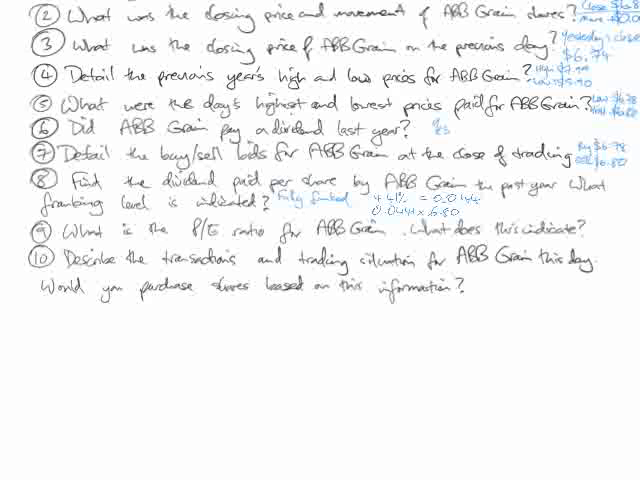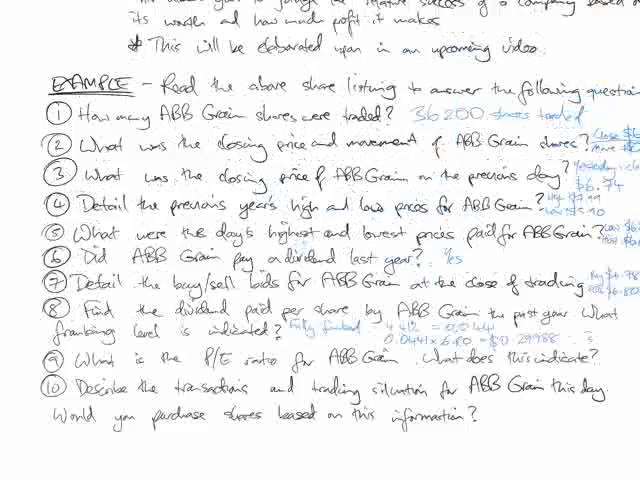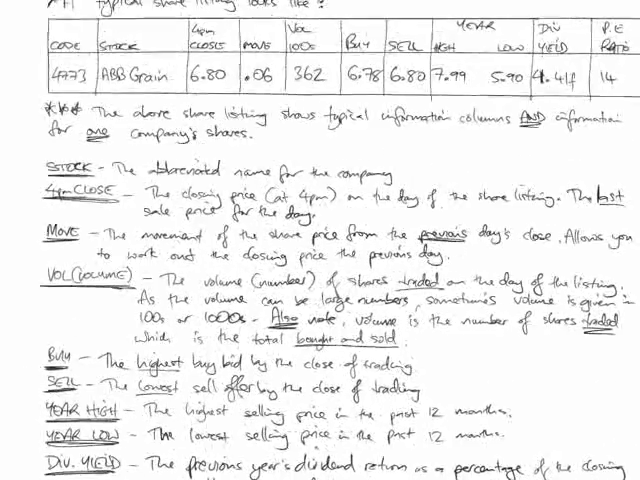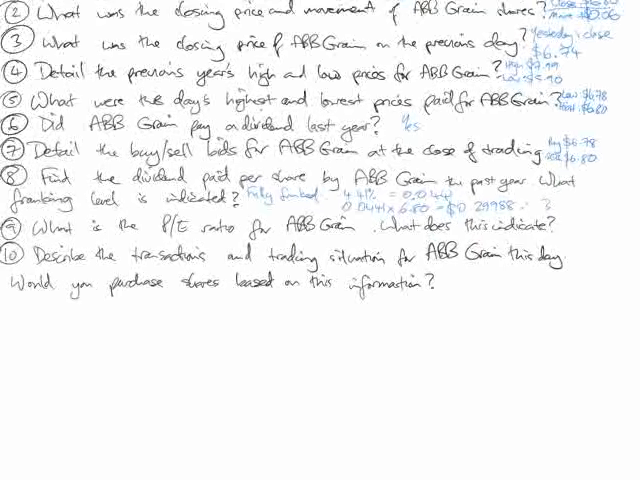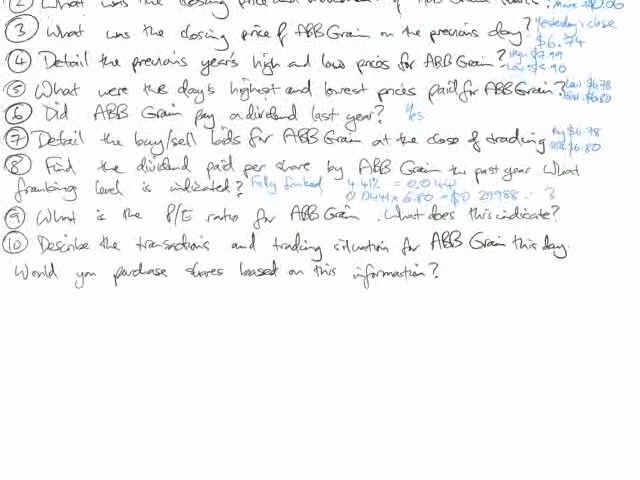0.0441 times 6.80 is 0.29988. Therefore, that would indicate 30 cents.